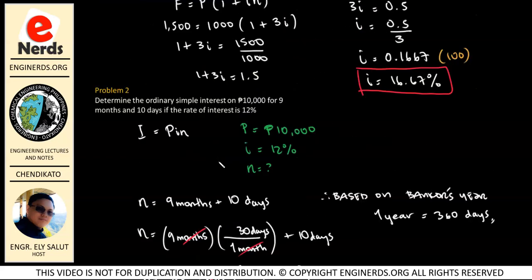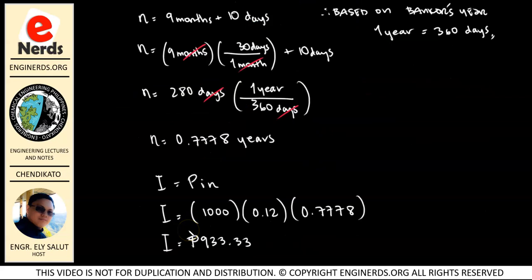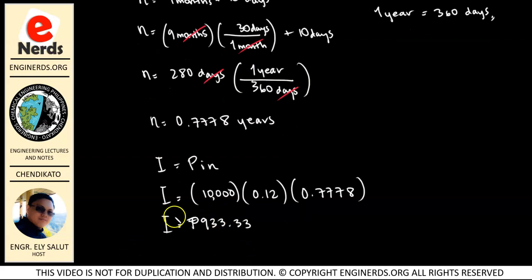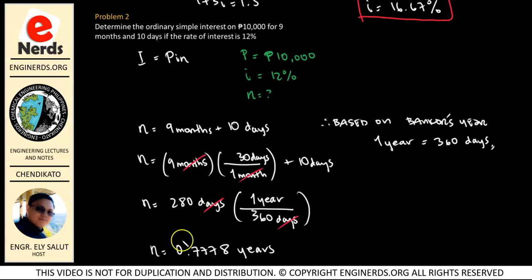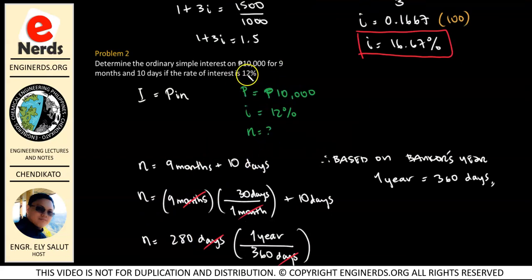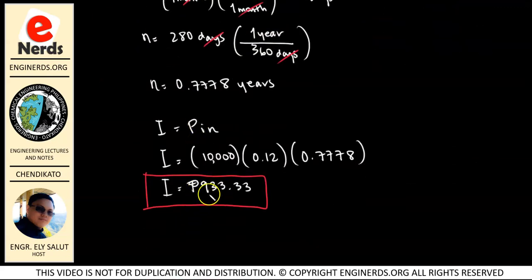Okay, so because here, our given is 10,000. So, namali tayo ng sulat dito. So, this should be 10,000. Okay, so, naging sagot natin, our interest will be 933.33 pesos. So, that means, nangutang siya ng 10,000 pesos with an interest rate of 12%. Babayaran niya after 9 months and 10 days. So, magkakaroon ito ng interest na 933.33. So, therefore, ang ibabalik niyang pera is 10,000 plus 933.33 pesos.